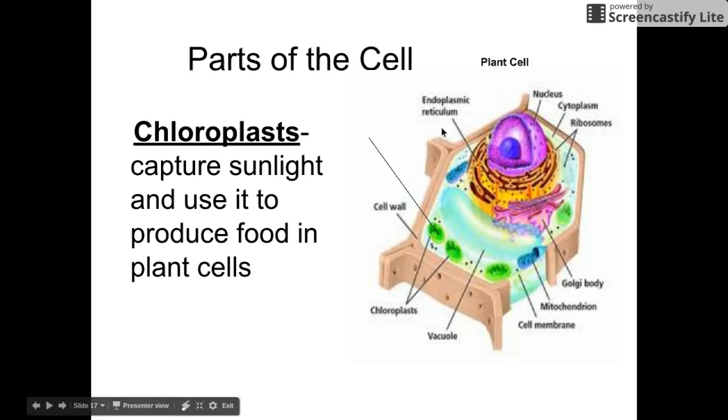The next part of the cell we're going to talk about is only in plant cells, and hopefully you'll understand why. These are chloroplasts. They capture sunlight and use it to produce food in a plant cell. Obviously, we humans and other animals on this planet cannot produce our own food, so we do not have the chloroplast to do that. We ingest food. That way we get the energy that we need.